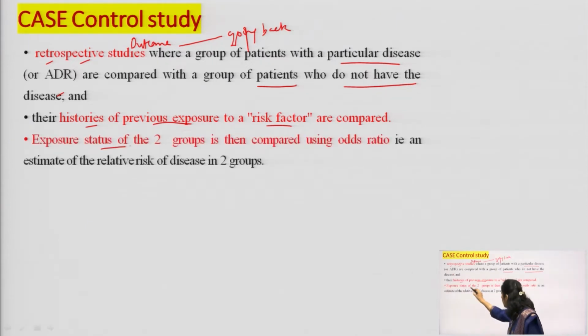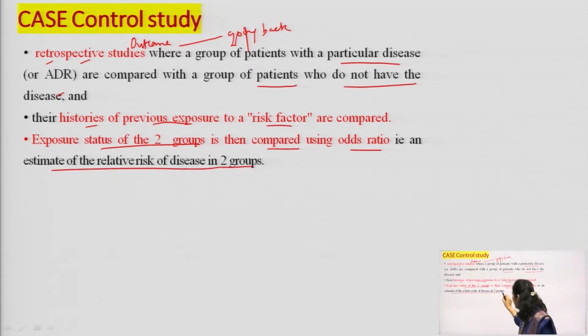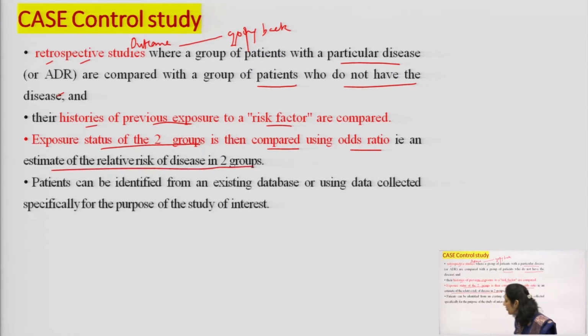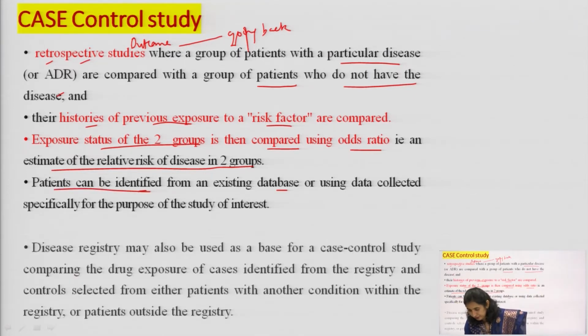Exposure status of the two groups is then compared using odds ratio. I will tell you about odds ratio in my next slide. That is, we are trying to estimate the relative risk of disease in both the groups, exposed group and unexposed group. Patients can be identified from an existing database using data collected specifically for the purpose of study of interest. So first, what do we do? We identify the patients who have developed the disease.